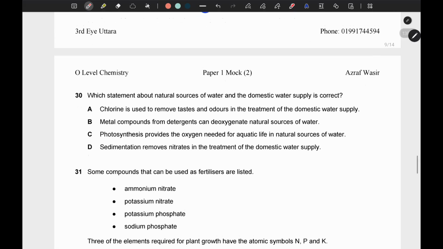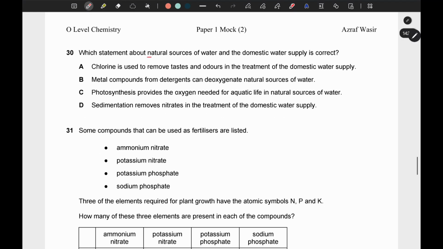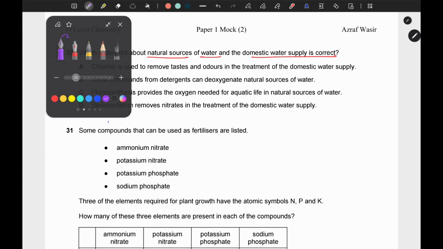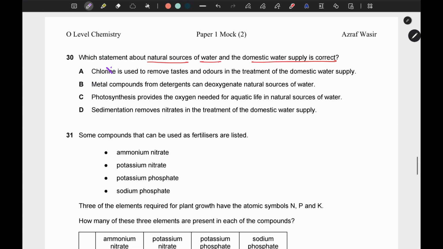All right. Question number 30. Which statement about natural sources of water and the domestic water supply is correct? Chlorine is used to remove tastes and odors. This should be carbon. So that is wrong directly. Rather, chlorine is used to kill any bacteria or microbes present. Metal compounds from detergents can deoxygenate natural sources of water.